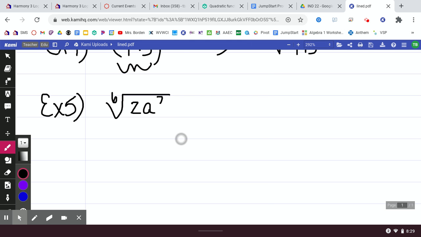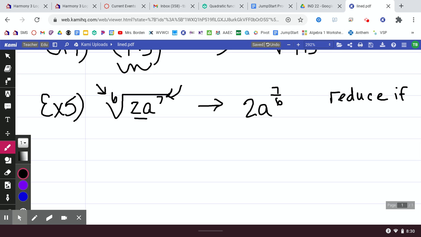Okay, so it currently is in radical form. We want to write it in exponential form. Same thing, your base stays your base. 2a is our base. Our fraction is going to be made up of the exponent, which is a 7, and our root, which is the 6. So our exponent is 7/6. The only extra step here is if the exponent can be reduced, which in this case it can't, go ahead and reduce it. So here we won't, but I'll just write it out to the side just so you have it. Reduce if possible.